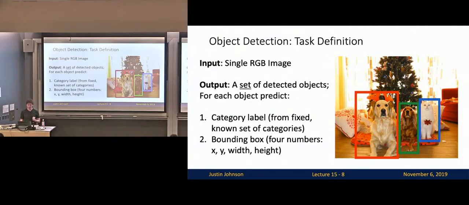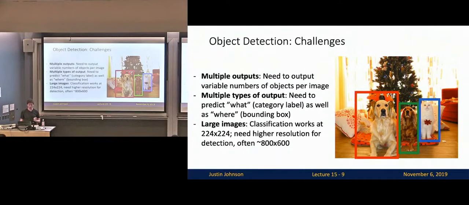So now this seems like a relatively small change compared to image classification, right? How hard could it be? Now we need to just output these boxes in addition to the category labels. Well, it turns out that that adds a lot of complication to the problem. So a couple of the types of problems that we need to deal with once we move to object detection.